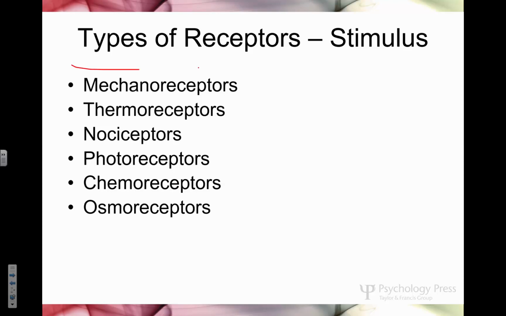We can also classify receptors based on the stimulus type. Mechanoreceptors are sensitive to some mechanical stimulation, like pressure. Thermoreceptors, that's temperature. Nociceptors are pain. Photoreceptors, light. Chemoreceptors, chemicals. For us, we're going to think about taste and olfaction. Those are chemicals. And osmoreceptors, those are sensitive to osmotic pressure. We're not going to have to worry about that in this class.